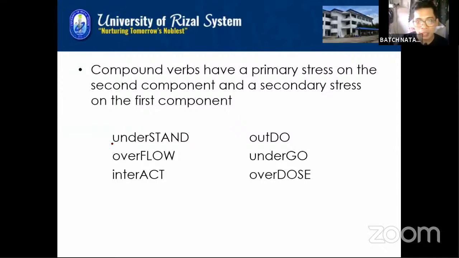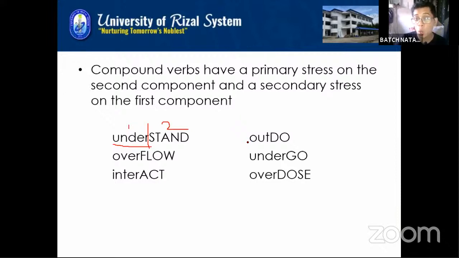So let's have the first word. We have understand. The first component is under and the second component is stand. So we say understand. She understands. She understands the question. She would like to ask if the person understands the question. Understand. Okay.